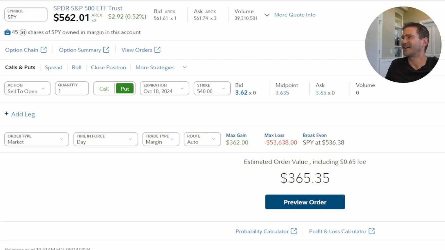So today we're going to be talking about put credit spreads and looking at some examples. Our example that we're going to be using is SPY. We're going to be using the Fidelity trading platform. It's simple and straightforward, easy to talk through, easy to understand.